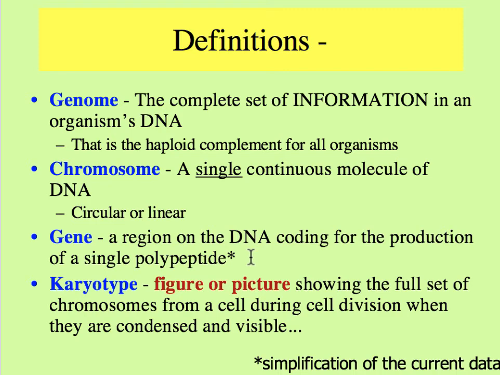However, recent research has shown that genes do not have to make polypeptides. They can stop at the RNA level. We'll cover this in subsequent lectures. And a karyotype is defined as a figure or photograph showing the full set of chromosomes taken from a single cell, normally laid out in an orderly fashion from the largest chromosomes down to the smallest.